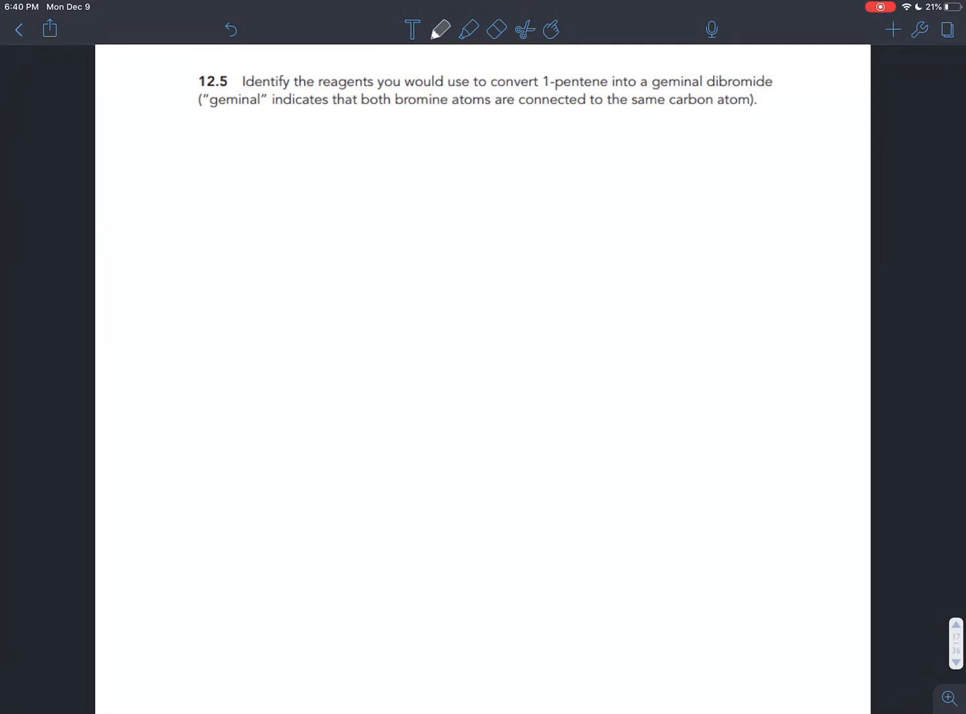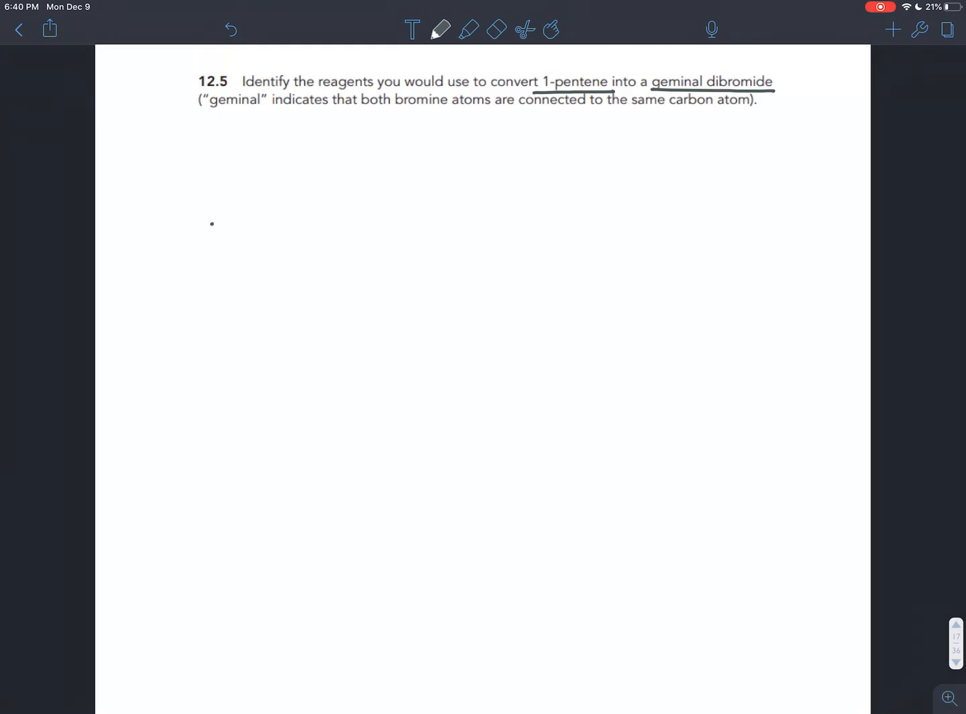Exercise 12.5 is asking how you would convert 1-pentene into a geminal dibromide. That's a molecule that has two bromines on the same carbon. So let's just draw those out first.